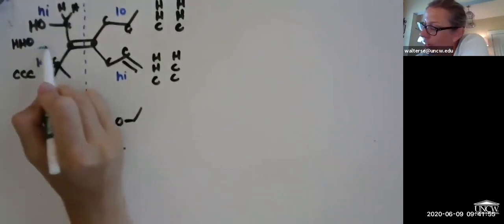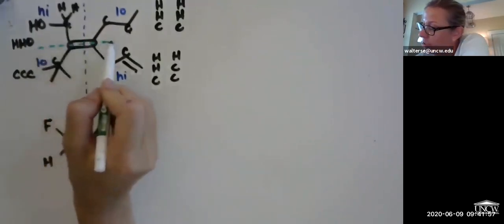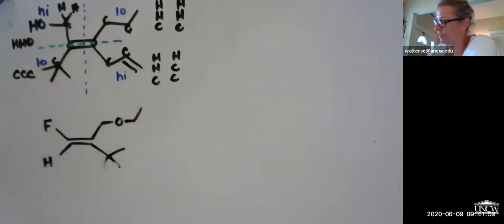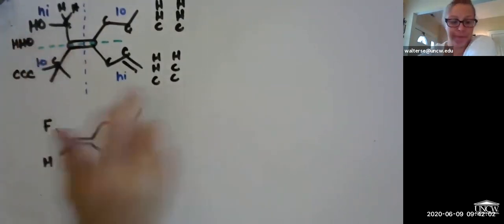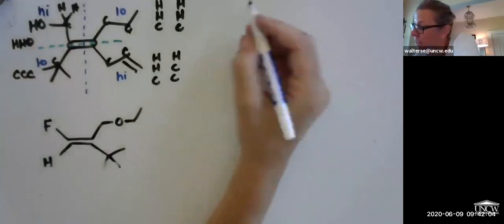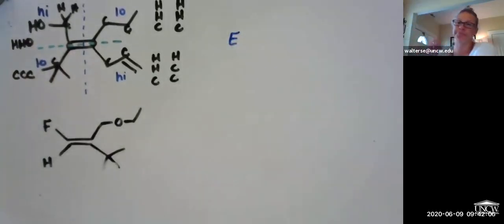Okay, now you draw your dashed line to make the crosshairs through the carbons. The highs are on opposite sides. So this is E.